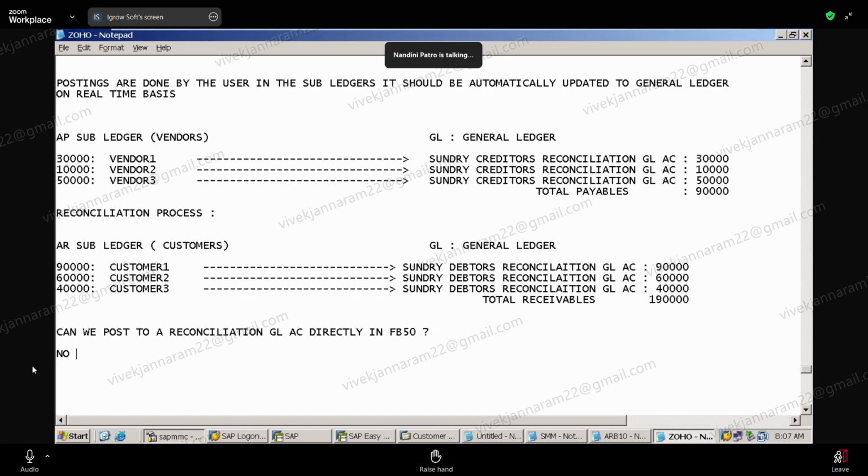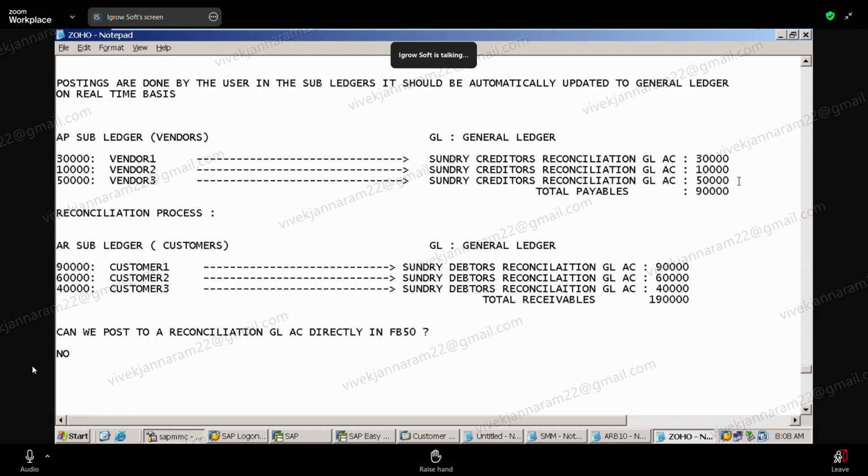Because first we need to create the GL account. See this 90,000, how did I get it? Did I post it to this account? No. I posted to the subledger. So we posted to the subledger, then it updated here automatically. So this account we are never posting to directly.